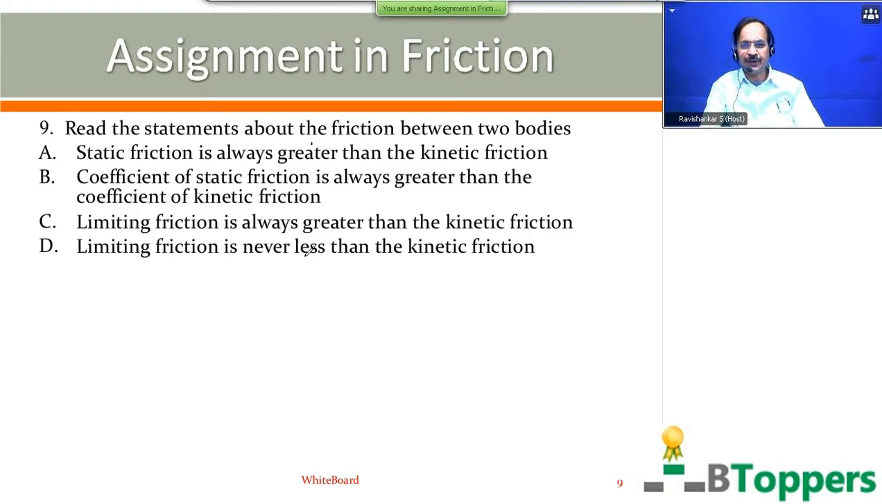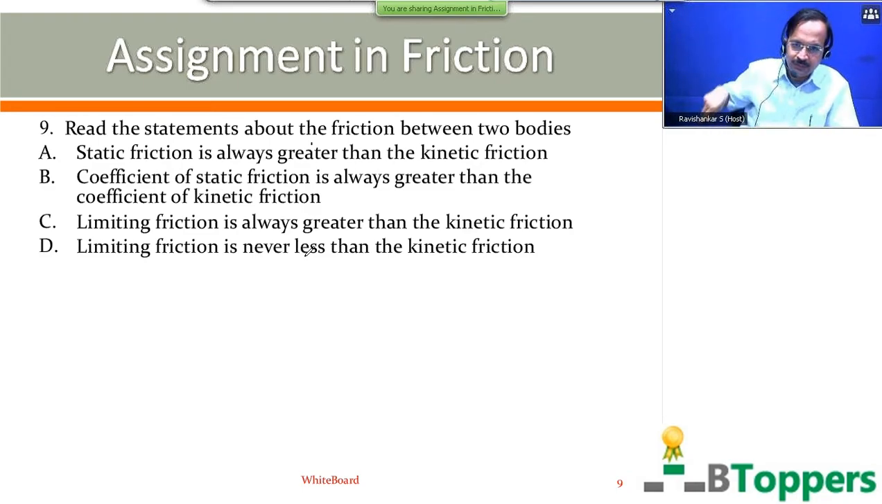Statement A: static friction is always greater than the kinetic friction. That's not true. If you want to correct this statement, you can write it this way: the maximum value of static friction is greater than the kinetic friction, or you can say limiting friction is greater than the kinetic friction. So static friction will not have a fixed value for two surfaces in contact. The static friction for two surfaces in contact may have any value between 0 and the limiting value.